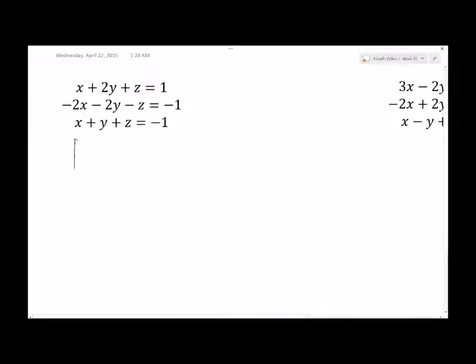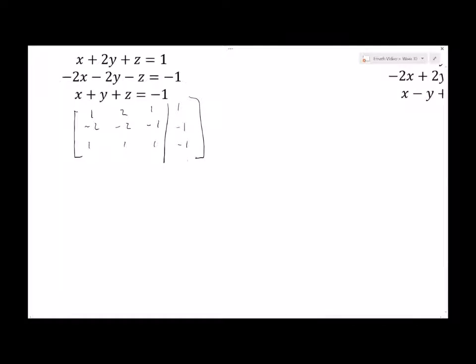So let's write our augmented matrix: 1, 2, 1, 1, negative 2, negative 2, negative 1, negative 1, 1, 1, 1, negative 1. Alright, so let's say we want to solve for x. X would equal the determinant of Ax over the determinant of A.